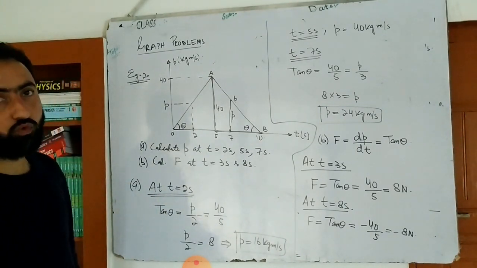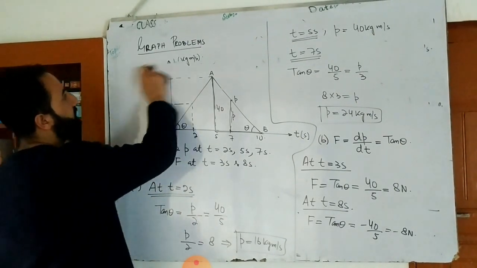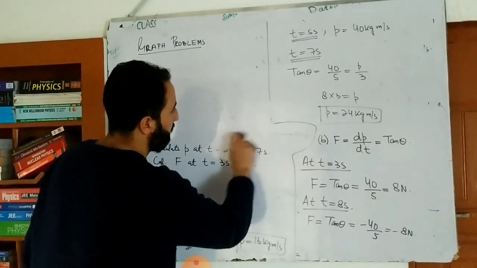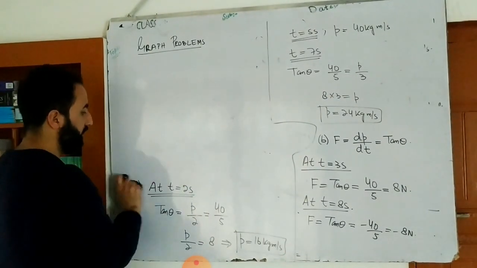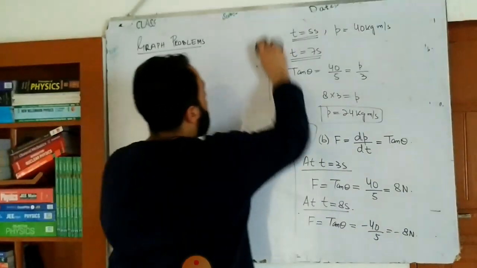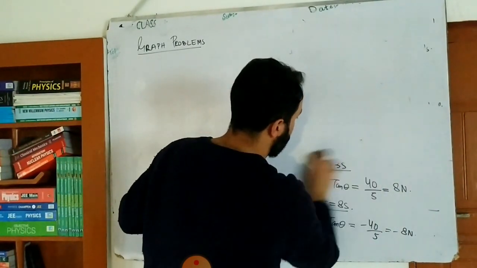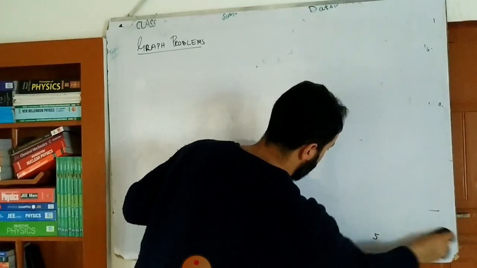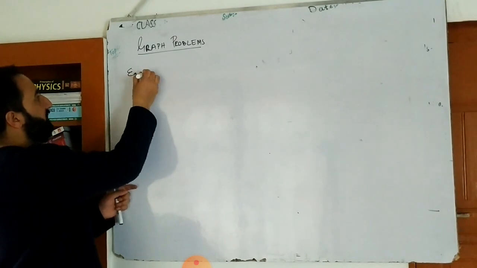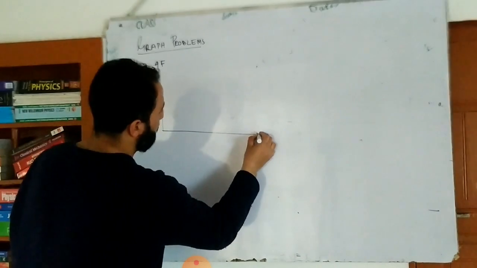Okay, next example will be on what? If force versus T curve is given to us. So I'll rub this off now. So let's do example number 3. Now pay attention. Example number 3 is like this. That is, force versus T curve is given to you. Force versus time curve is given to you.